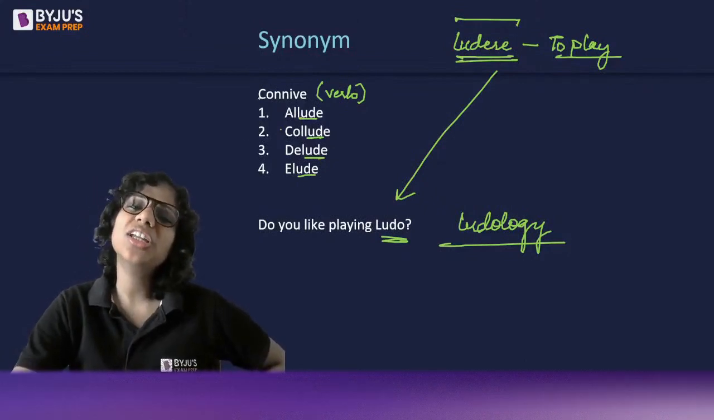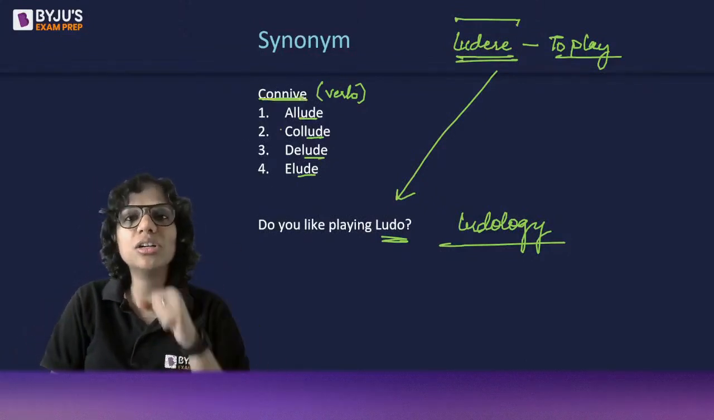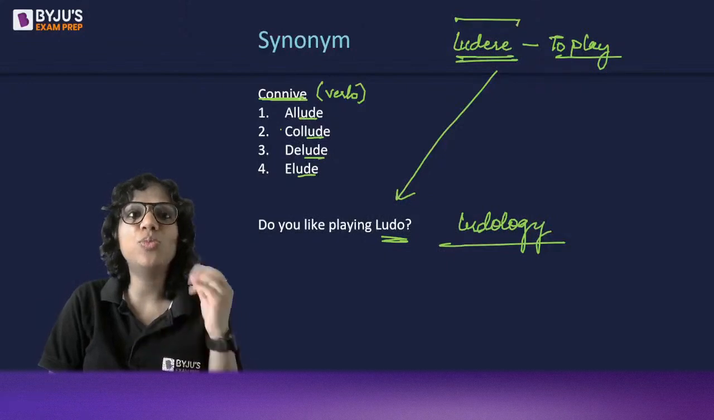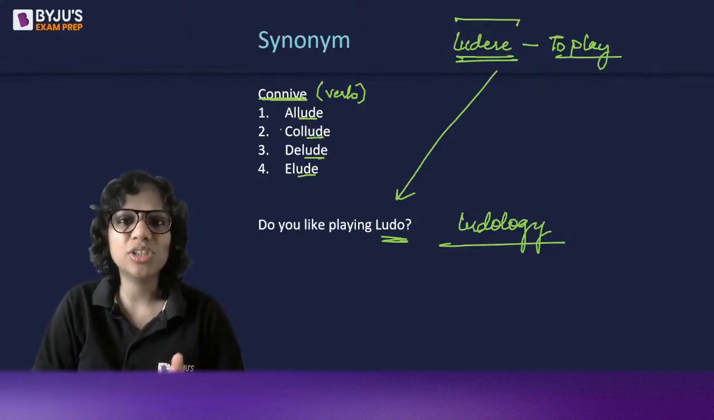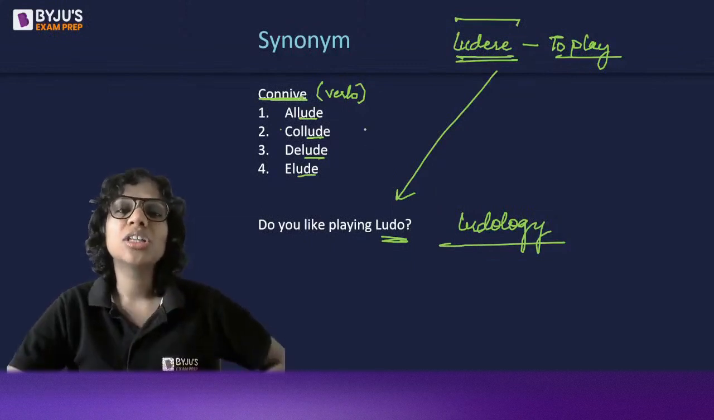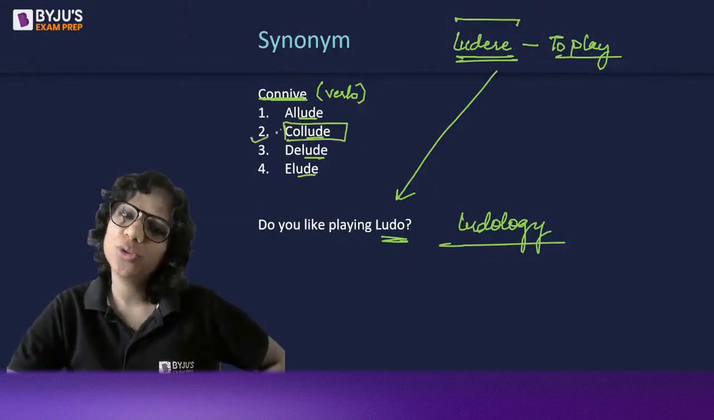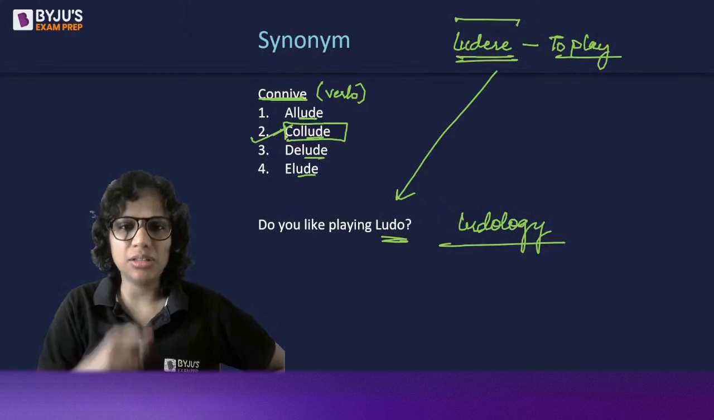So now connive is when you collaborate with someone and you plot something, you scheme something, you plan something against someone. That is to connive. So the synonym for that is collude. You are right. 2 is the answer.